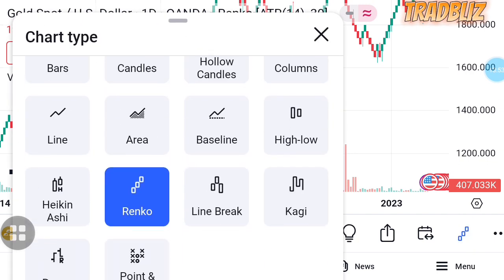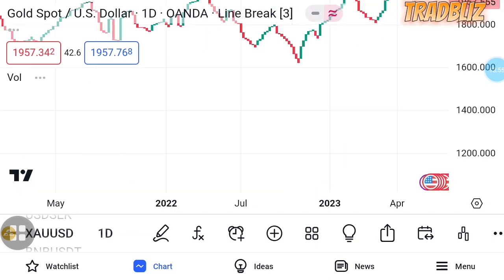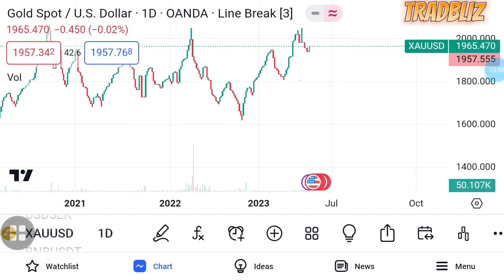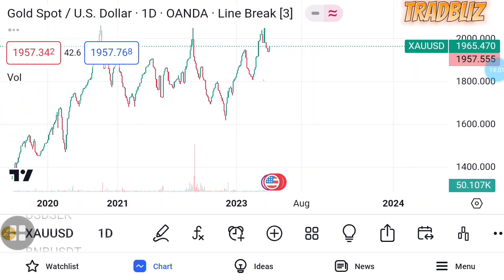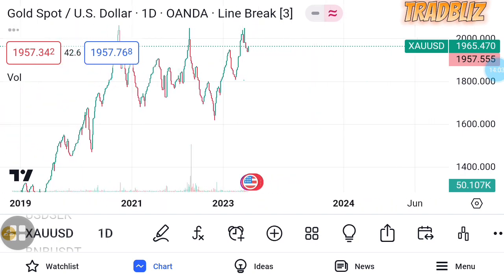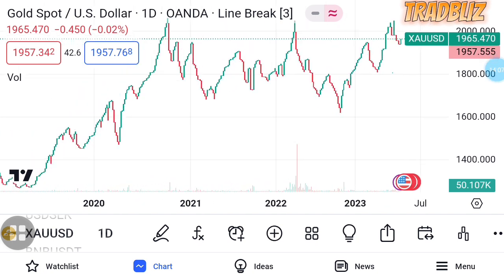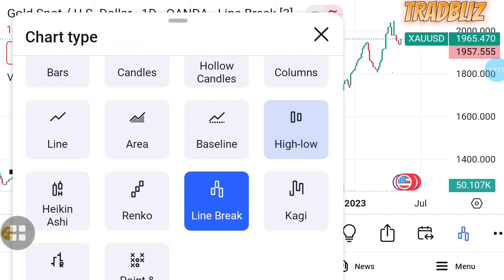So now this one is Line Break. This one too, the same thing. Once it's going up, it's green. Once it's coming down, it's red. Going up, green. Coming down, red. It's not really a good one, but it's good to know that this kind of thing exists in this app, in this chart.